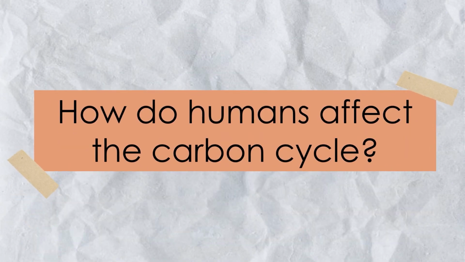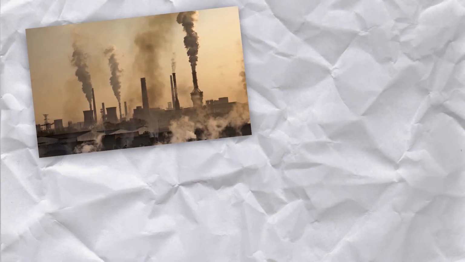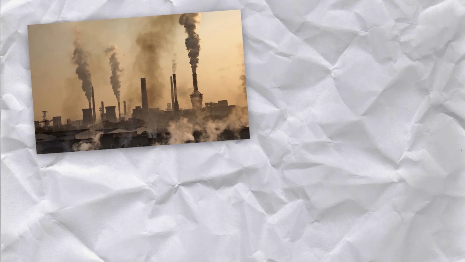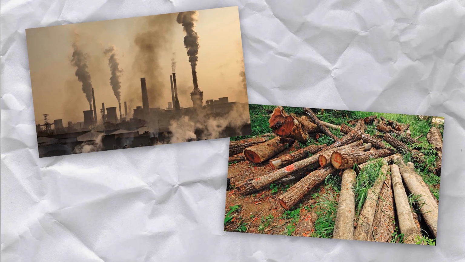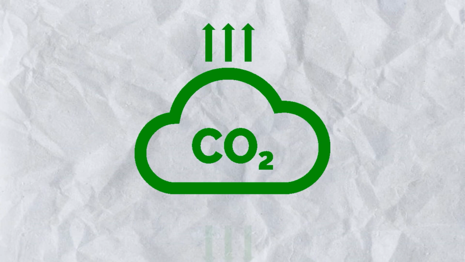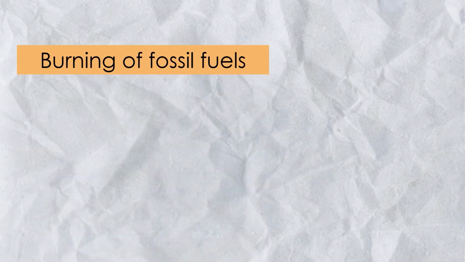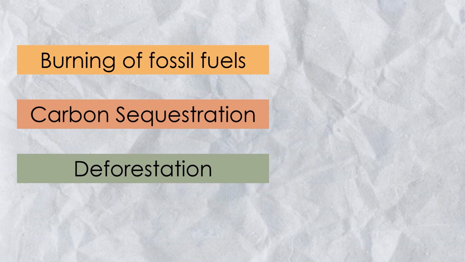How do humans affect the carbon cycle? Human activities have a tremendous impact on the carbon cycle. Activities such as the burning of fossil fuels and deforestation have begun to have an effect on the carbon cycle and the rise of carbon dioxide in the atmosphere through emissions of carbon dioxide and removal of carbon dioxide. The following are the human influences on the global carbon cycle: burning of fossil fuels, carbon sequestration, deforestation, and geologic sequestration.